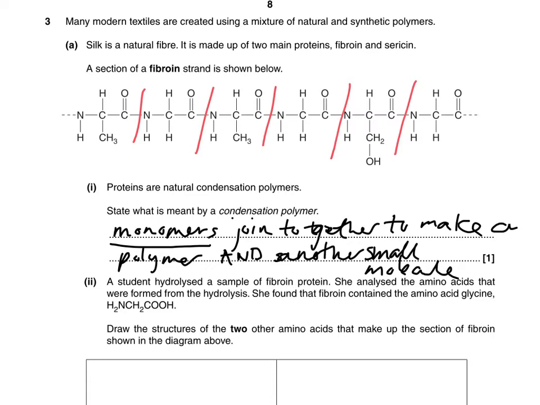So she found that fibrin contained the amino acid glycine and two others. So first of all, we have to eliminate glycine. So glycine is here. Glycine has two hydrogens coming off the central carbon. So here's a glycine and here's a glycine. And here's glycine. So we're not looking at those. We're looking at the other two that are present.